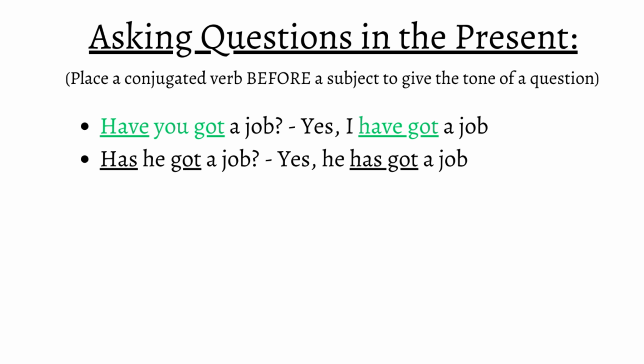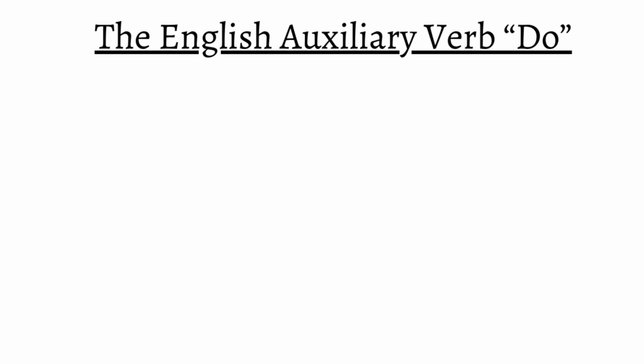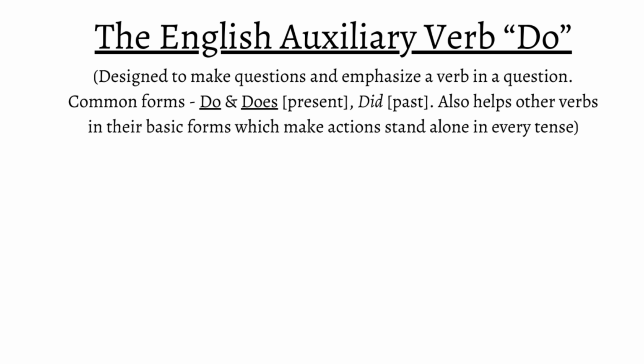Notice how in the first question, have got is used, but in the second, it's has got, because the subject is he. The same principle also goes for basic verbs that I showed at the beginning. The only difference is that English has the auxiliary verb do. This verb, do, is an auxiliary verb that is specifically used to make questions and to emphasize a verb in a question. Its common forms are do and does in the present and did in the past. It can also help other verbs in their basic forms, which make actions stand alone in every tense in English.